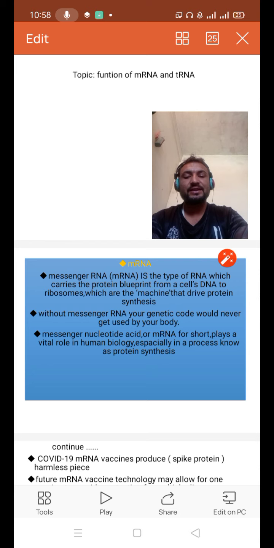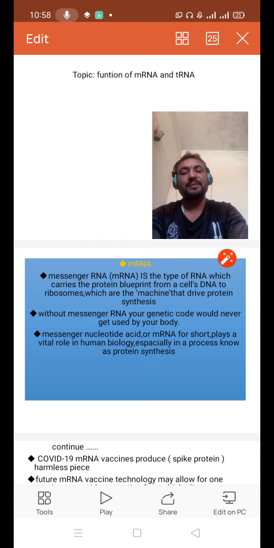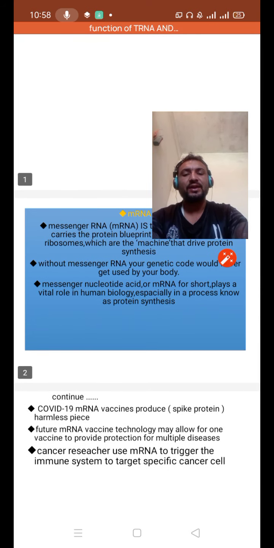Messenger RNA is the type of RNA which carries the protein blueprints from the cell's DNA to the ribosomes, which are the machines that drive protein synthesis. The protein blueprints means the codes present in messenger RNA, which are specific for the synthesis of proteins in the cytoplasm. This term is known as the protein blueprint due to the codes present in the messenger RNA.